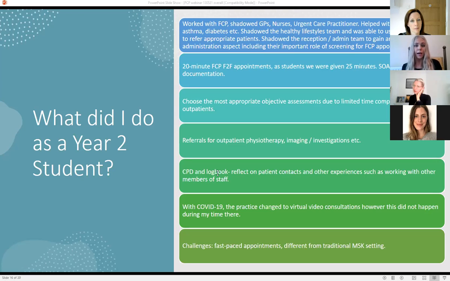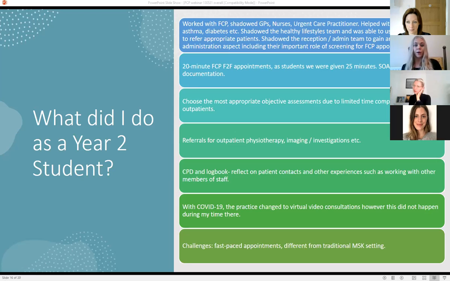It was also really helpful to shadow the reception and administration staff, obviously with them being the very, very first point of contact for a patient as they ring up to get their appointment. It was really interesting to see how they screened, and the training that they'd received to be able to screen for the appropriateness of an FCP or a GP for the patient's condition. So that was the generalised practice staff that I worked with.